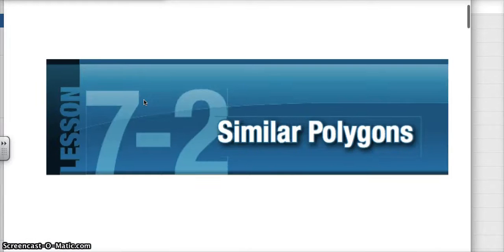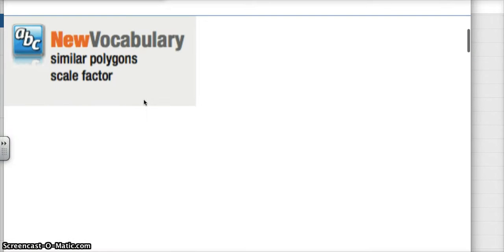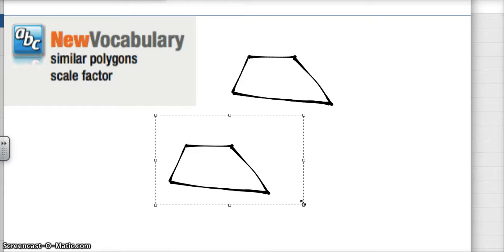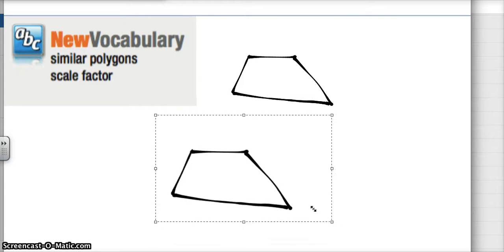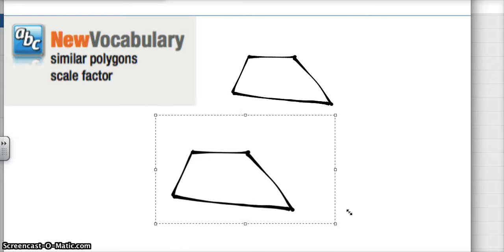Hey geometry friends, here we are looking at section 7.2, similar polygons. We're looking at a couple of vocabulary words. Well, first of all, a similar polygon, if we keep it in mind, is a polygon where one polygon and another polygon have exactly the same shape, but might have different sizes. So the two polygons that you see right now are similar.